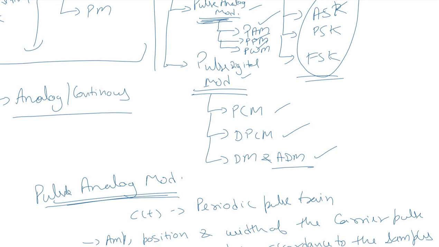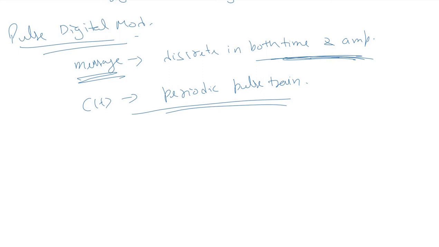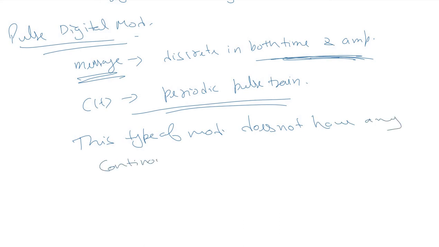So we can say that this type of modulation has no continuous wave counterpart. PCM is the most commonly used type of this pulse digital modulation technique, and it has several applications that we are going to study further.